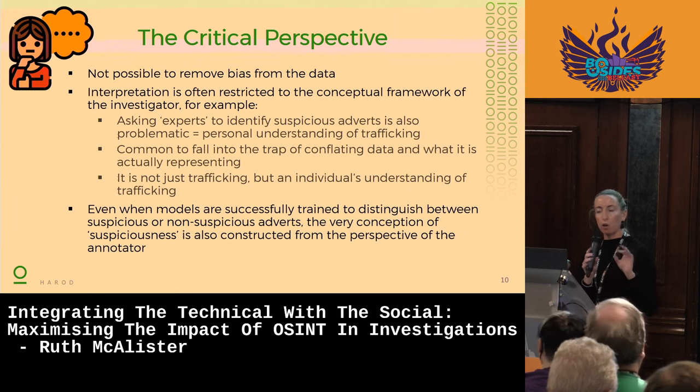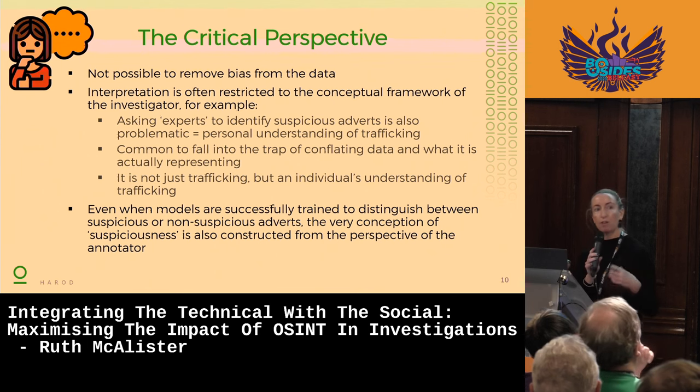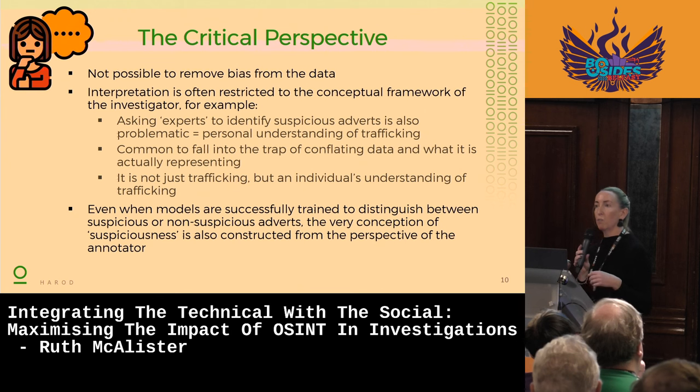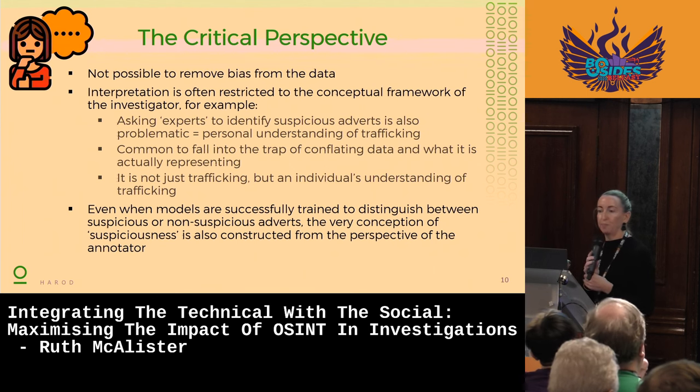So there is a common, if you like, trap where people can conflate data and it doesn't actually represent what it claims to represent. So we have to think about a person's understanding of trafficking. So going back to what I said before, it's working with people who understand it, the social scientists who work in this area, the NGOs, for example, working with experts like you within technology to better develop these technical solutions.